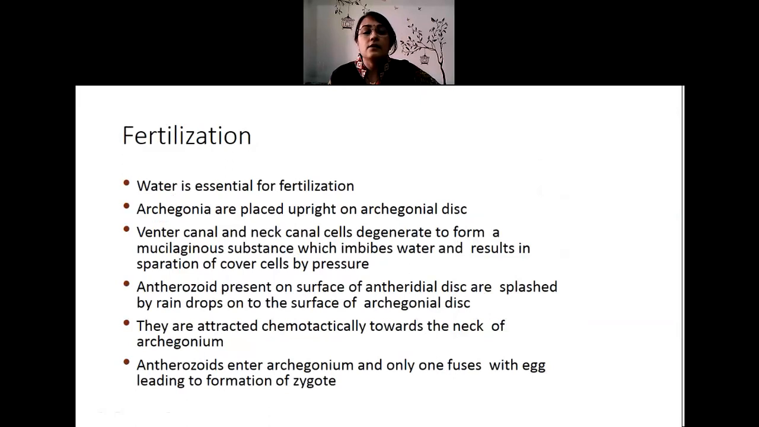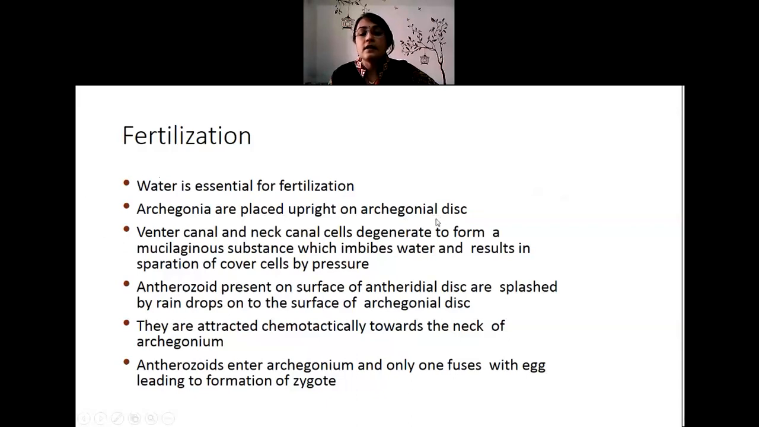So when the archegonia is mature, the cover cells will set apart and keep the archegonia open for the entry of the antherozoids. This process starts with fertilization. That is, water is very essential for fertilization. Archegonia is placed upright on the archegonial disc.